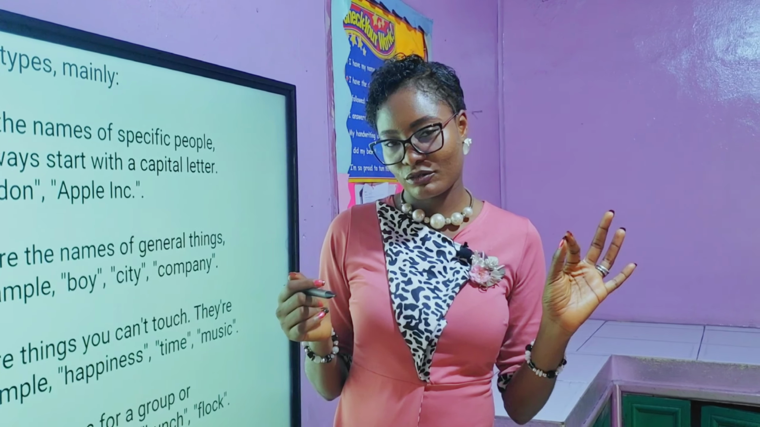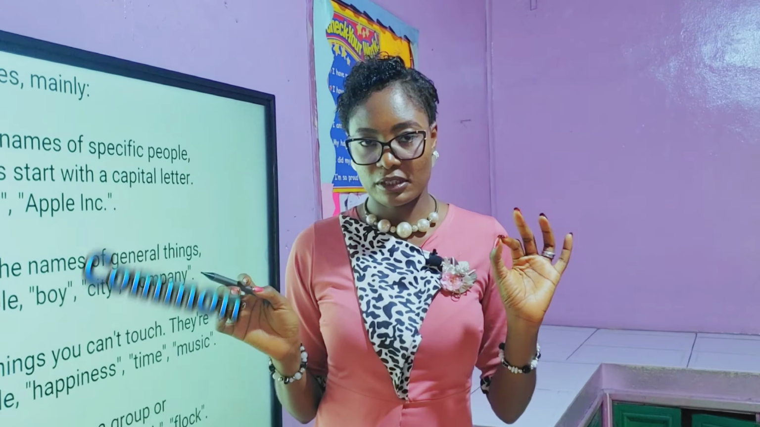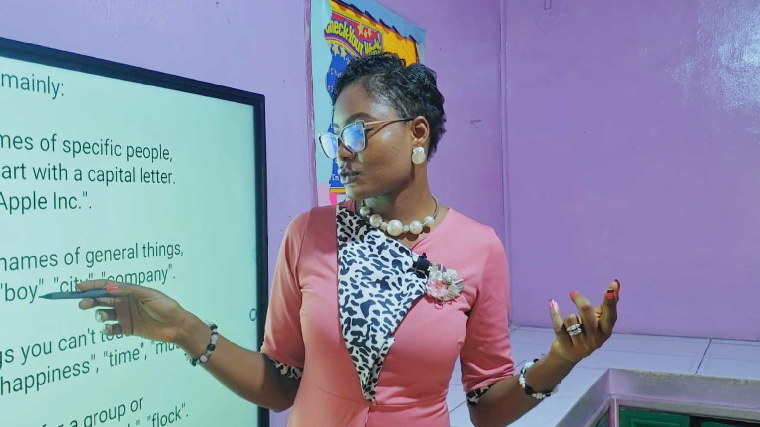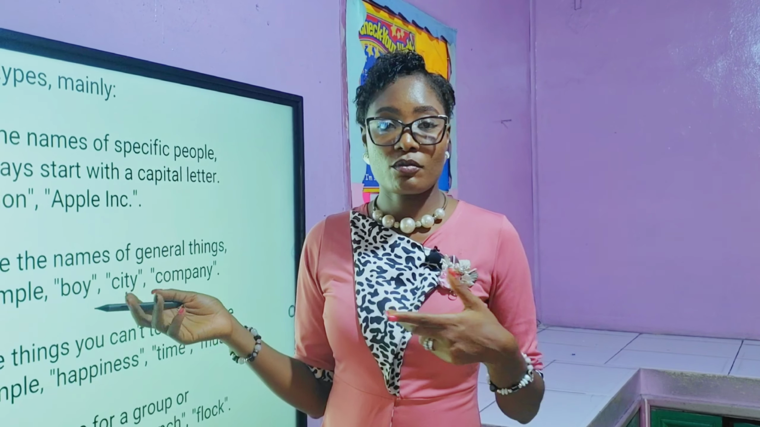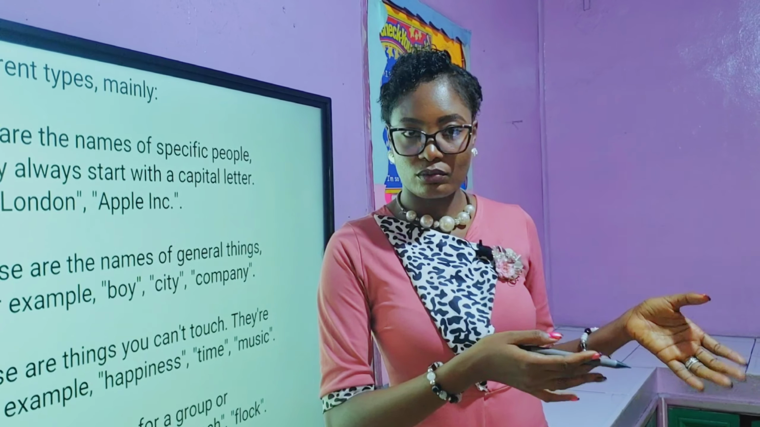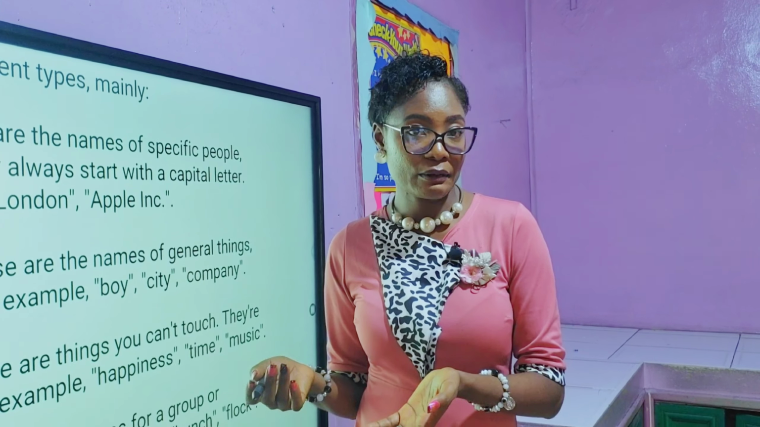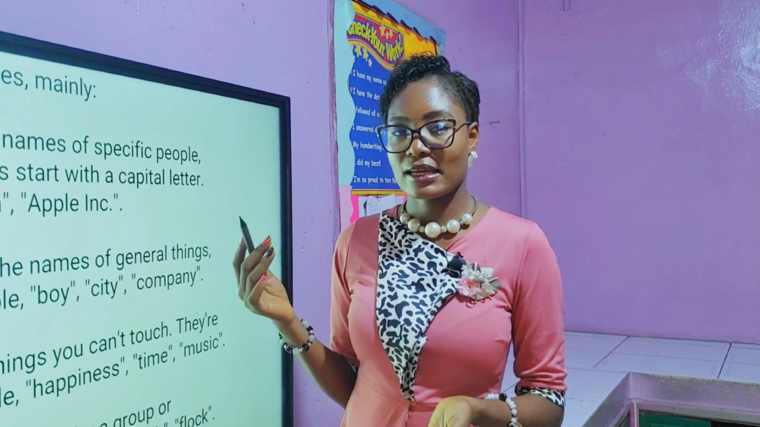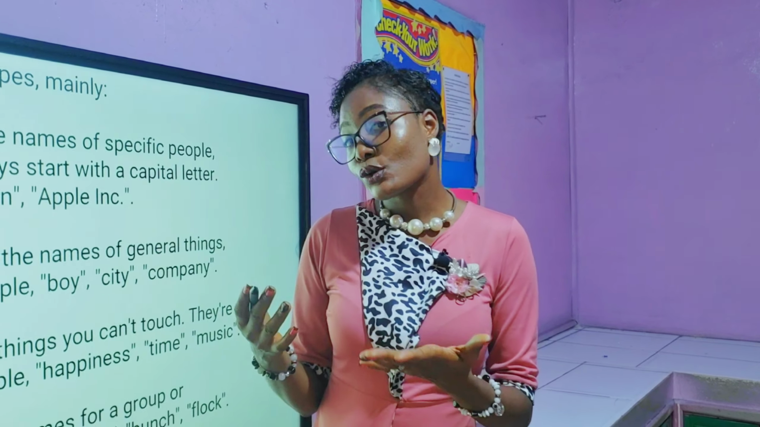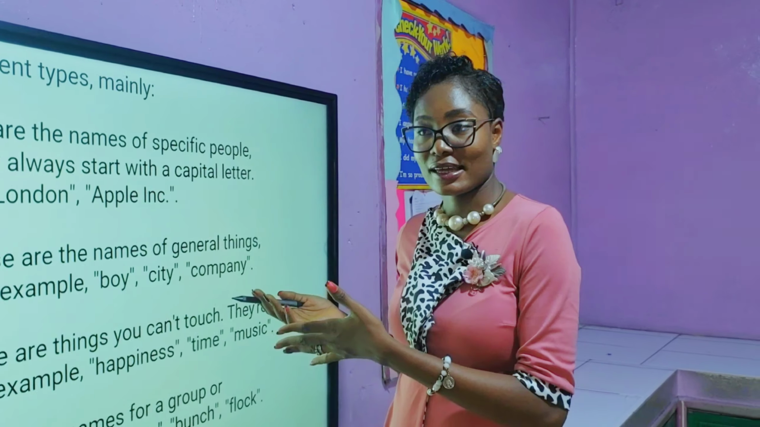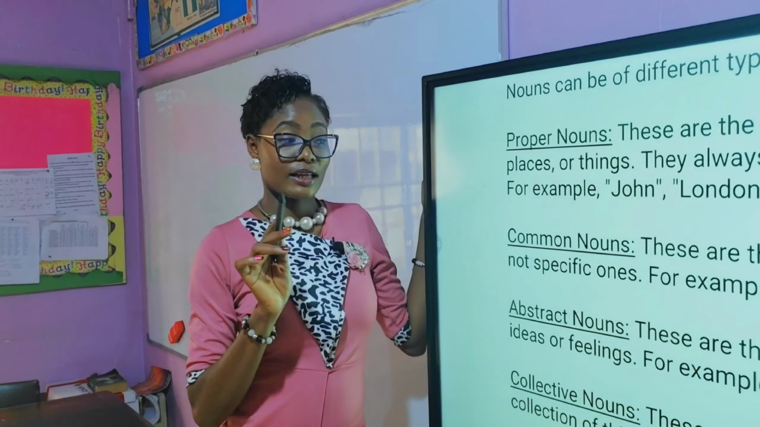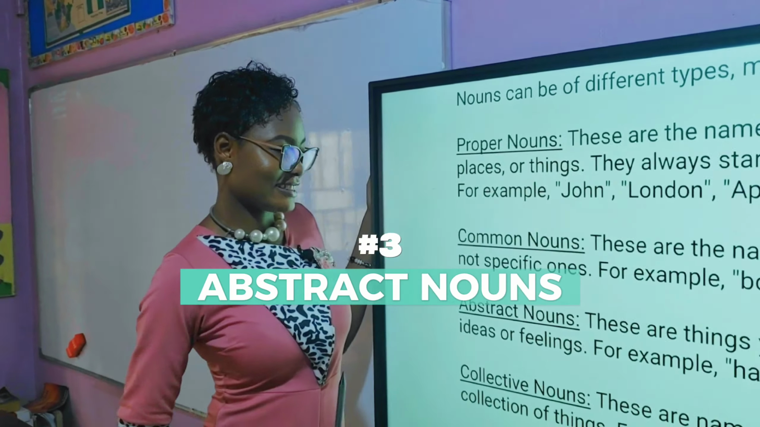So try to remember the difference between proper and common. Proper refers to specific names. So in the case of this word boy, the name of a boy could be John. So John is a proper noun, while boy is a common noun. We have city. Perhaps we could use New York. New York is a proper noun, city is a common noun. Just like that. Next on the list, abstract nouns.